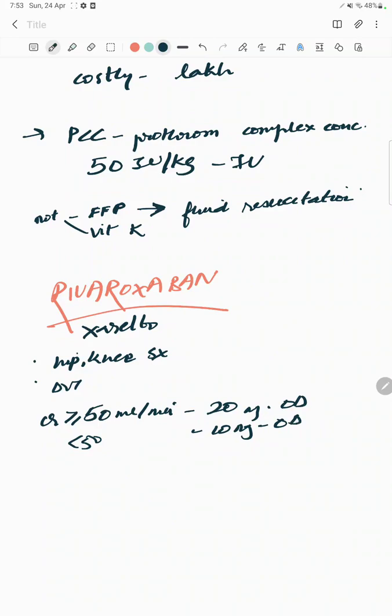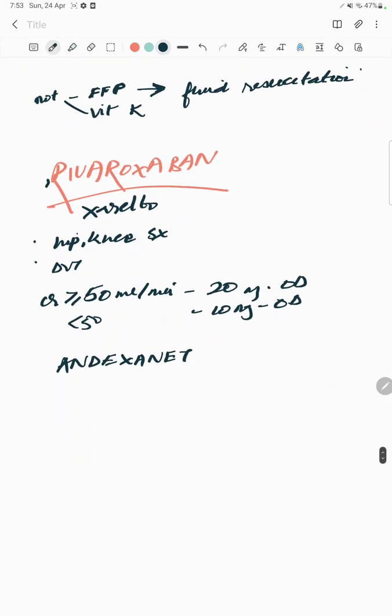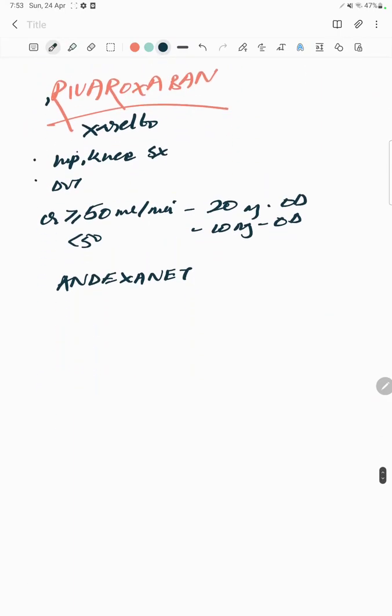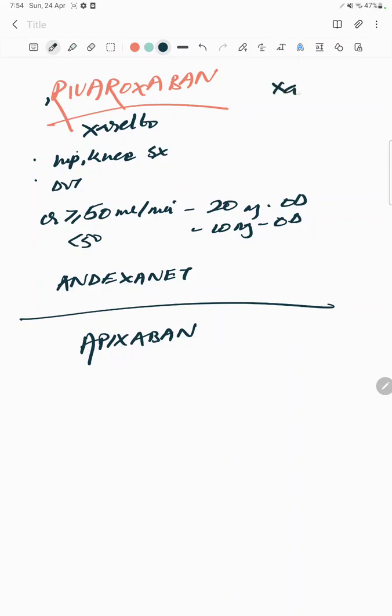Now Rivaroxaban also doesn't have a routinely used reversal agent. The new one that is available here is Andexanet. You just have to remember the name because it is rarely available in any of the hospitals. The other one that we have is Eliquis, also known as Apixaban. Rivaroxaban and Apixaban both belong to the group of factor 10A inhibitors.